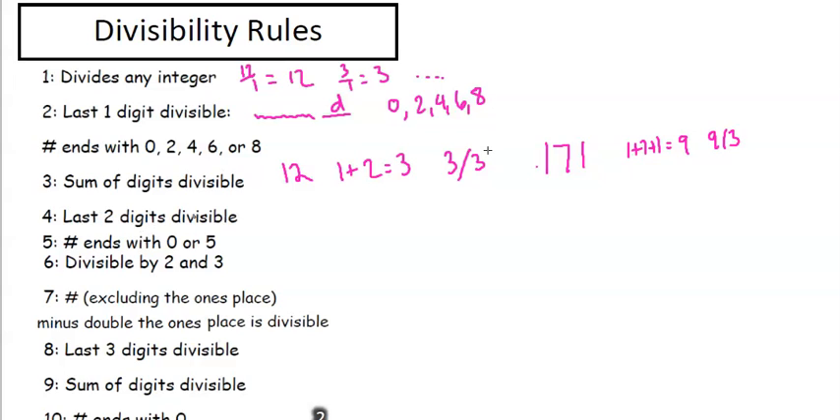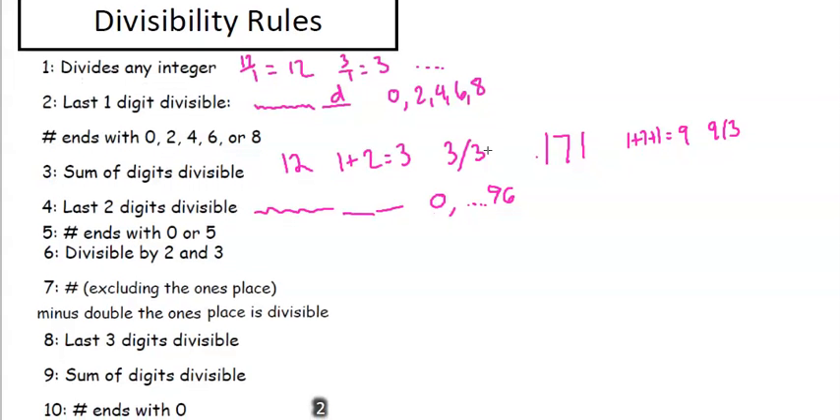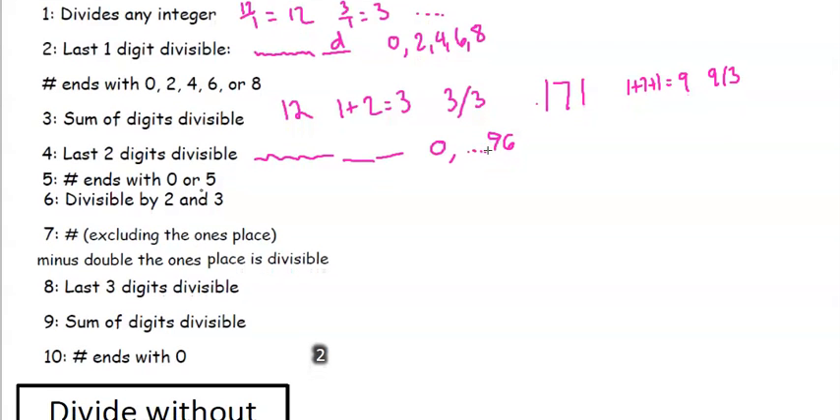For 4, the last 2 digits need to be divisible. So it's the last 2 digits. If you want to find all those numbers, it would be from 0 to 96. All multiples of 4 from 0 to 96. See if you can find all of those. For 5, the number either ends in a 0 or a 5.